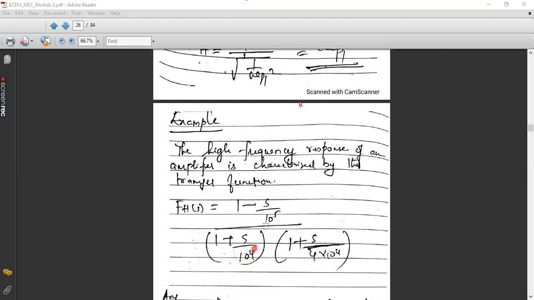Now tell me what is the gap of omega z1 and omega p1? It is 10 times difference, right? 10 to the power 4 into 10 will become 10 to the power 5. So our condition is satisfied. That is, the zero is existing 10 times far from my low frequency pole. You identify which is the low frequency pole. You compare 10 to the power 4 and 4 into 10 to the power 4, which is small. 10 to the power 4 is small. This is your small pole that is existing in this particular system.